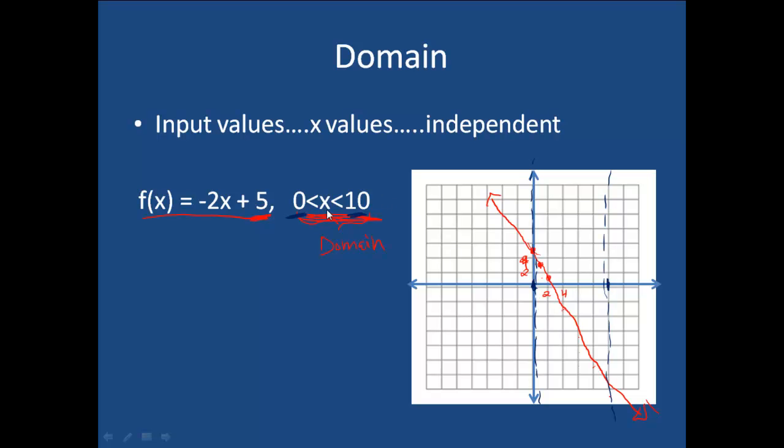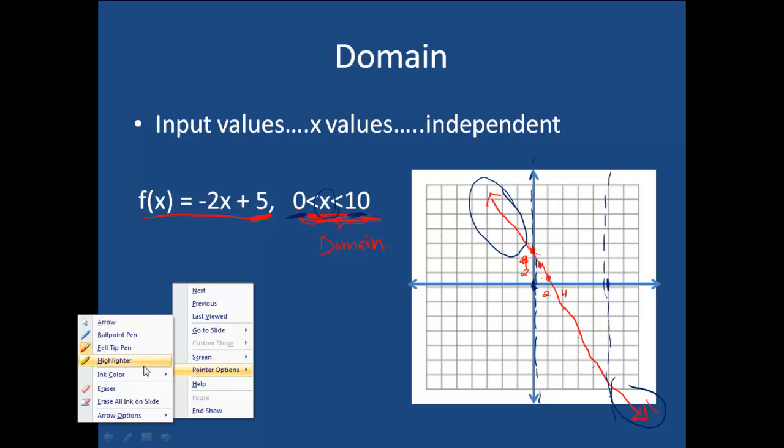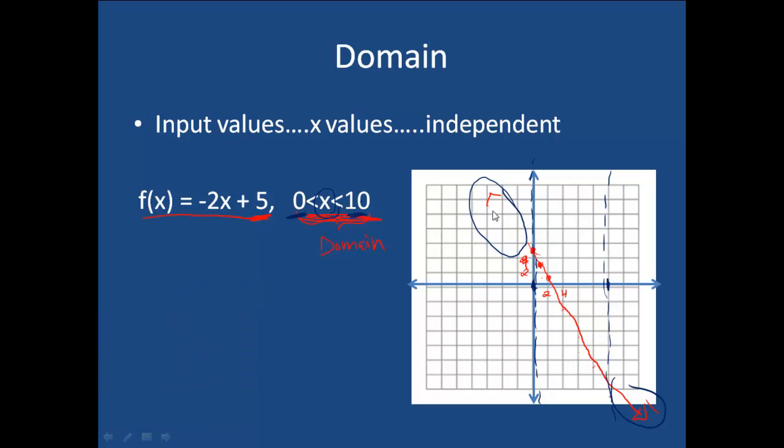Now this one says I want to keep the values that are less than 10 but bigger than 0. So that means I want to keep all these middle values. I have to go up here and erase that part of my graph, and erase that part of my graph. And notice I'm only left with a line segment now. These do not go on forever in both directions.